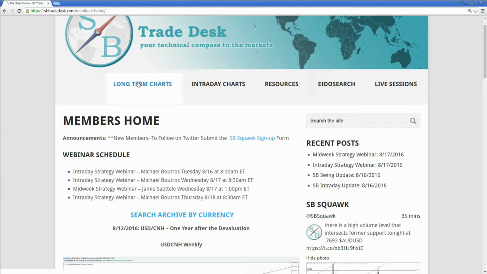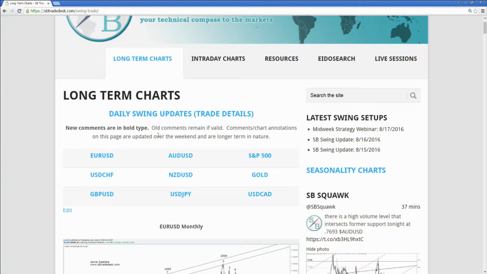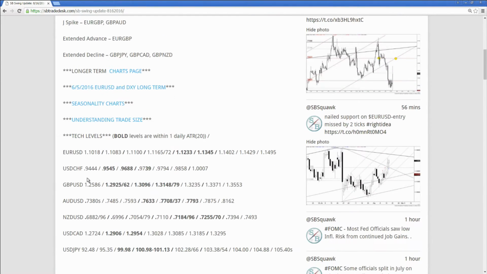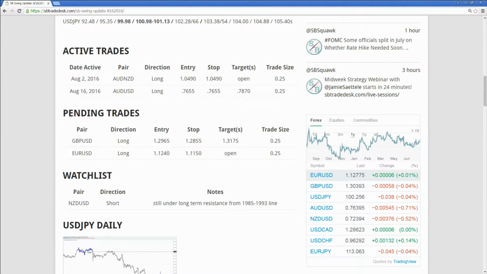But let's go through the swing content. First, click on the long-term charts tab. This is where you'll find swing information, up the wazoo. So swing updates, you can click on that. In order to find trades, just scroll down to the center of this post, and you'll clearly see active trades and pending trades, with the details.